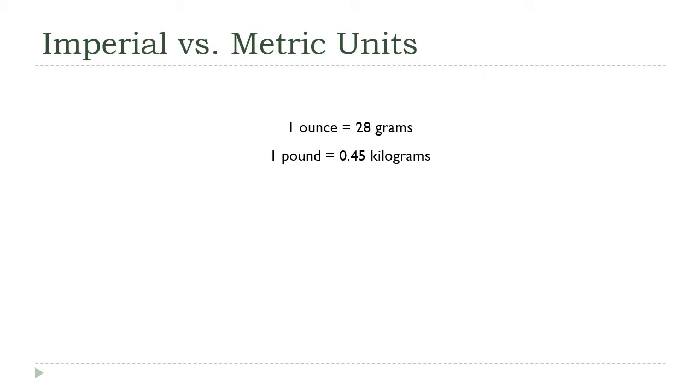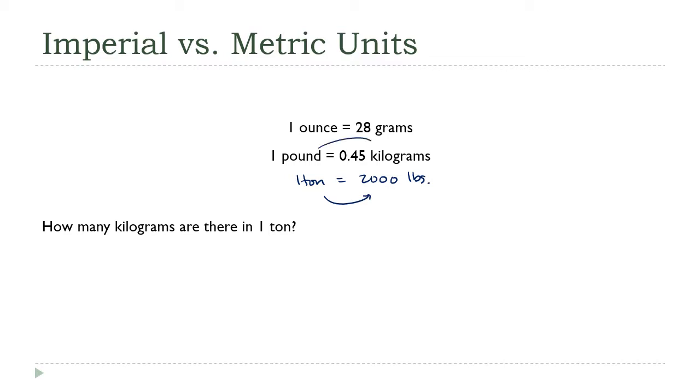How many kilograms are there in 1 ton? Right. Well, I don't have a conversion from tons to kilograms, but I do remember from our previous lecture, 1 ton is equal to 2,000 pounds. Okay, so now I can do what we've done before. I'm going to go from tons to pounds, then I'll go from pounds to kilograms, and I'll have my answer.